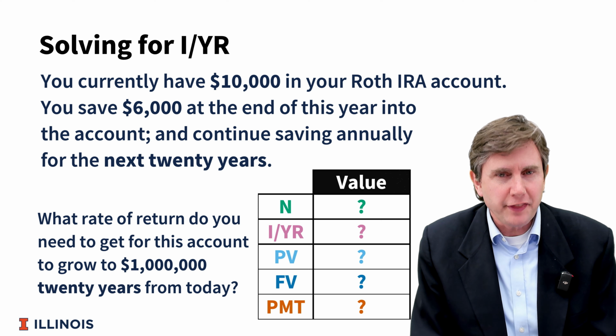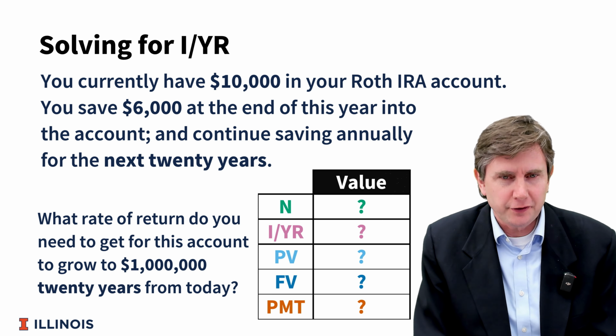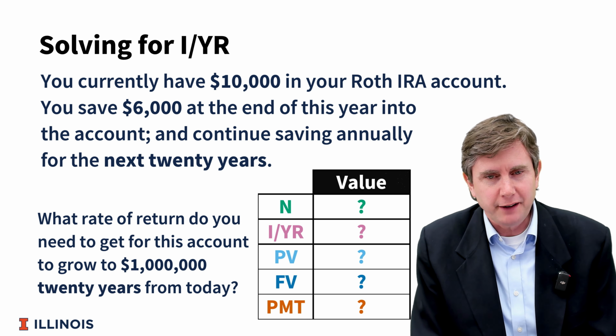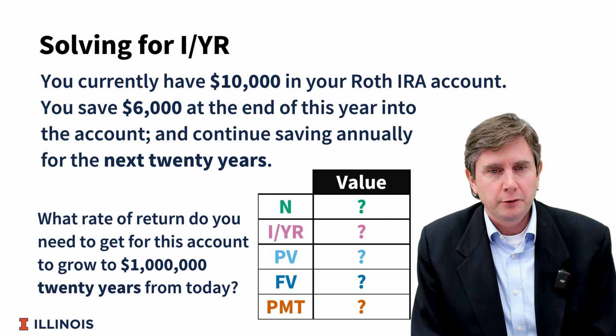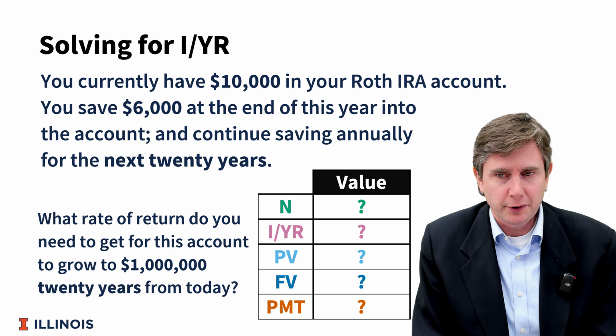You have $10,000 in your Roth. You save $6,000 at the end of this year in the account and continue saving for 20 years. What rate of return do you need to get this account to grow to $1 million 20 years from today?